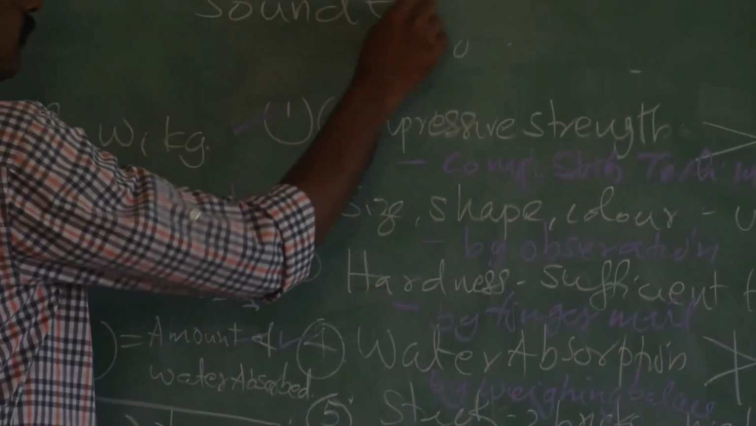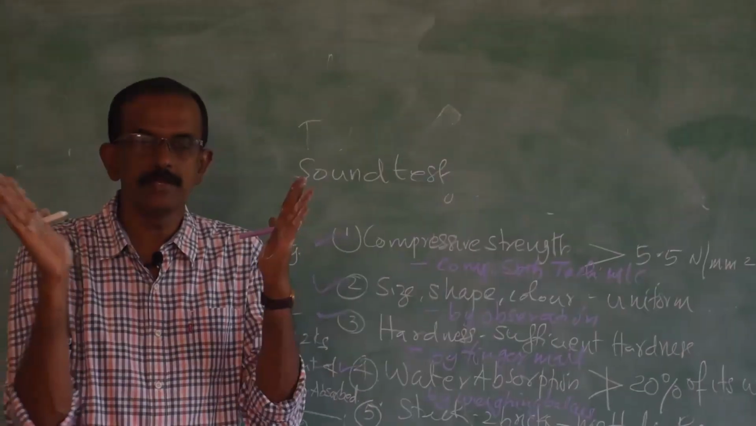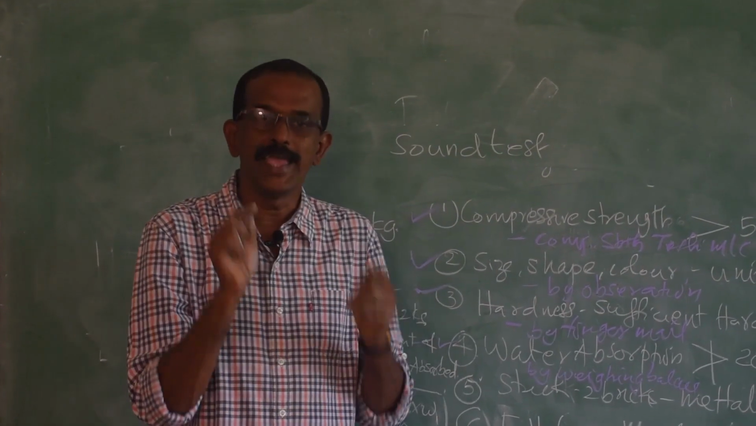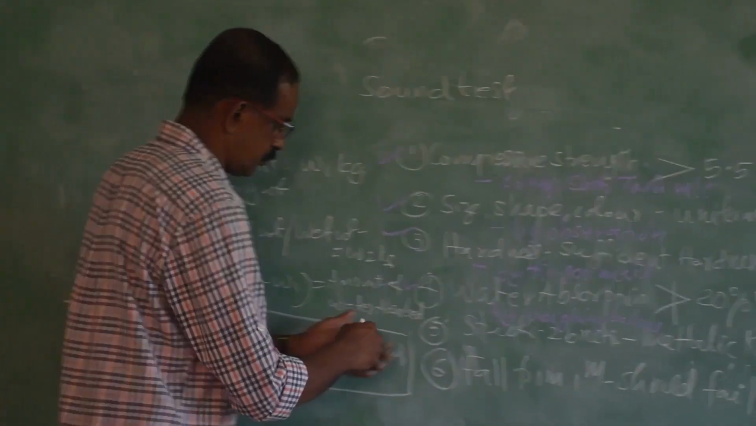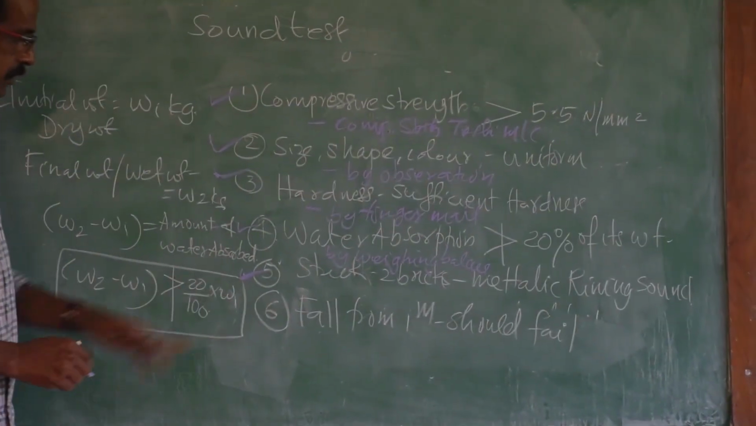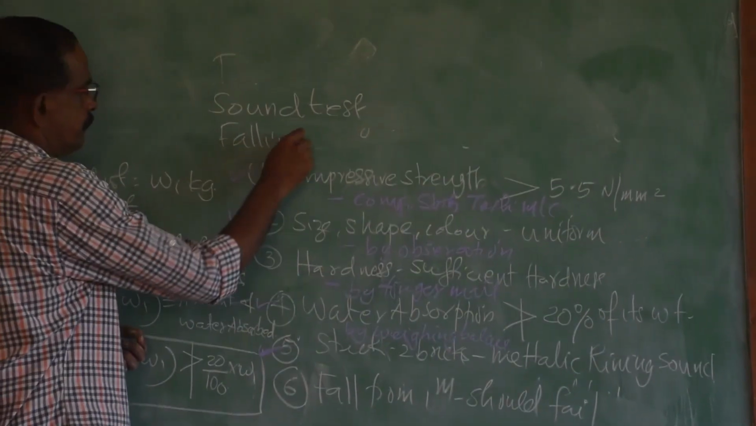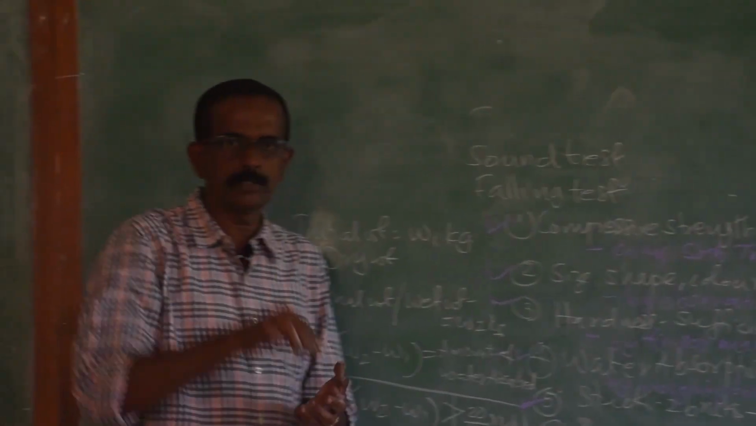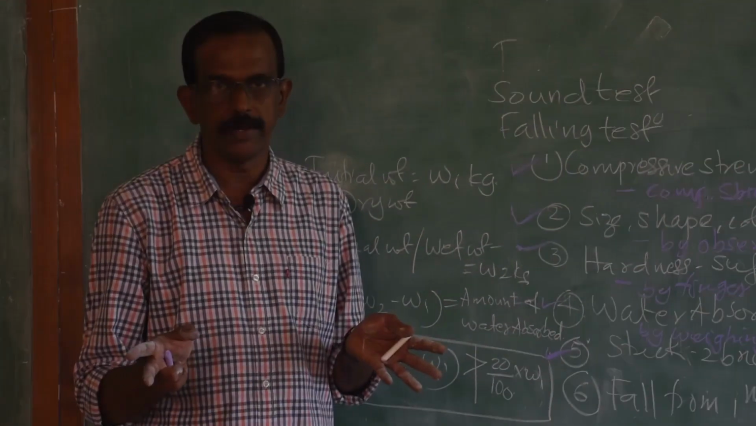Next test is called the sound test. How is it carried out? Take two bricks and strike them against each other. It should produce a metallic ringing sound. That is the sound test. Next is the falling test. Allow the brick to fall from a height of 1 meter; it should not fail.